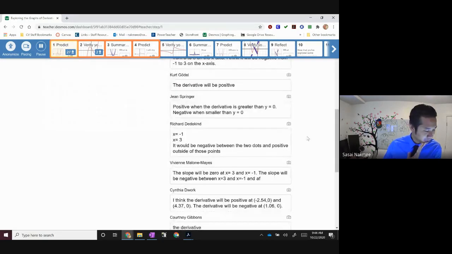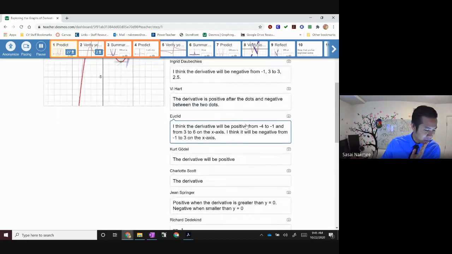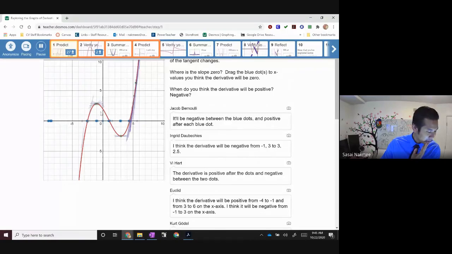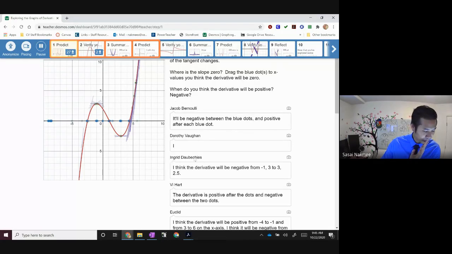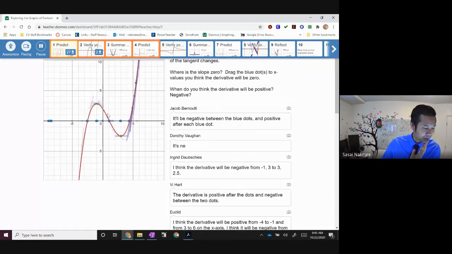All right, let's take a look at a couple more of these. The derivative will be positive. Oh, you're still typing it out there. I think the derivative will be positive from -4 to -1. Yeah, I can see that, because that's where it becomes 0. And from 3 to 6, it looks good. And it'll be negative from -1 to 3. In between there, you can see it has a slope that is going down.